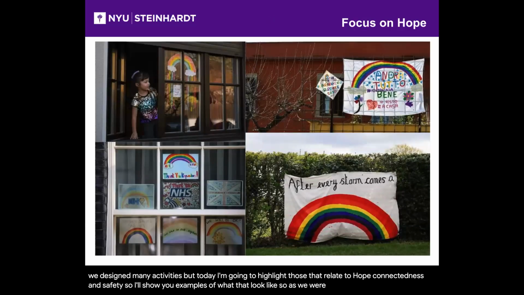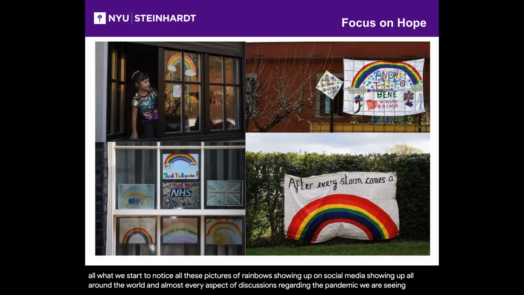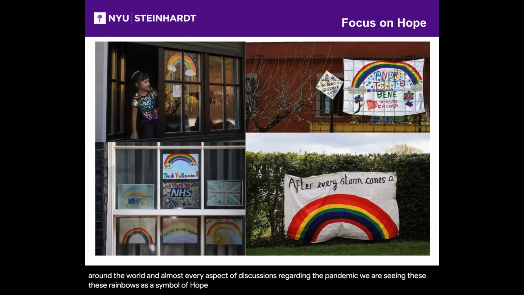So as we were starting to think about hope, we were thinking about what hope was looking like at a national level. And what we did was we started to notice all these pictures of rainbows showing up on social media, showing up all around the world, and almost every aspect of discussions regarding the pandemic. We were seeing these rainbows as a symbol of hope. So because the target language was Spanish here, we asked our students to take a look at different rainbows that were being originated from Spanish-speaking countries. So all of these were found online.